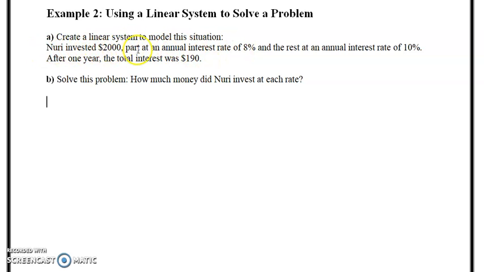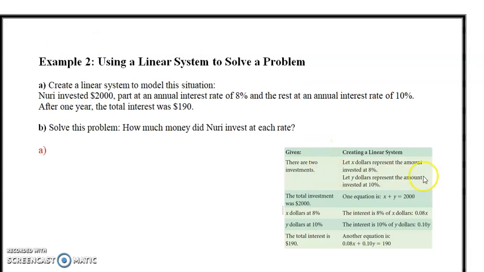Nuri invested $2,000, part at an annual interest rate of 8% and the rest at an annual interest rate of 10%. After 1 year, the total interest was $190. So I'm going to make a little table here to help us create the system of equations. So here is a little table, to organize your work. You don't have to do this every time, just to help organize work.